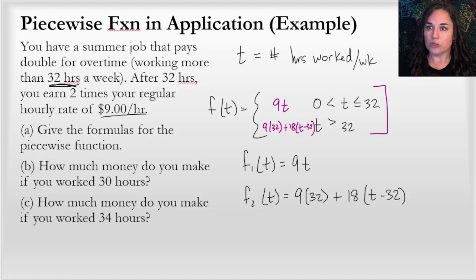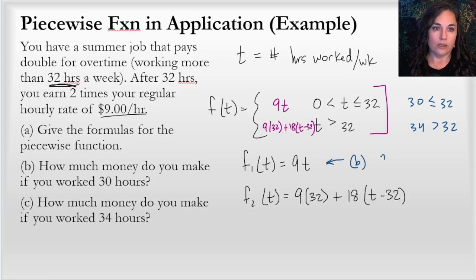Two more questions for this. It says, how much money do you make if you work 30 hours? How much money do you make if you work 34 hours? We're going to notice that we're in the two different domains. 30 is less than or equal to 32, whereas 34 is greater than 32. So for part B, I'm just going to use this. My pay is going to be $9 per hour times 30 hours, which is $270.